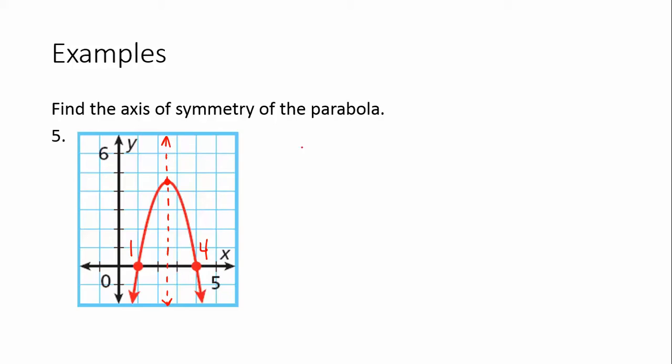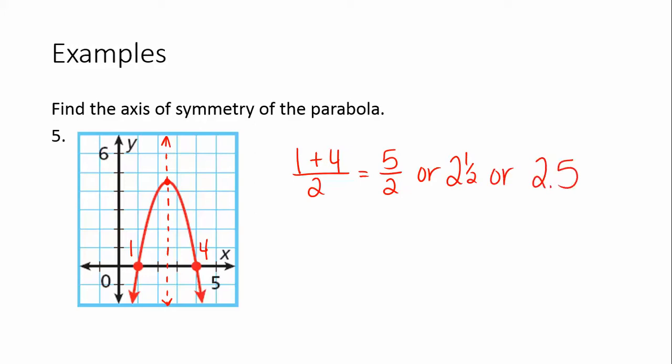So we're going to take the two zeros and add them up. Then we're going to divide by 2. So we get 5/2, or you can say 2.5. Both answers would be acceptable, but remember the axis of symmetry is written as an equation, x equals. And I'm going to leave mine as the improper fraction, 5/2.